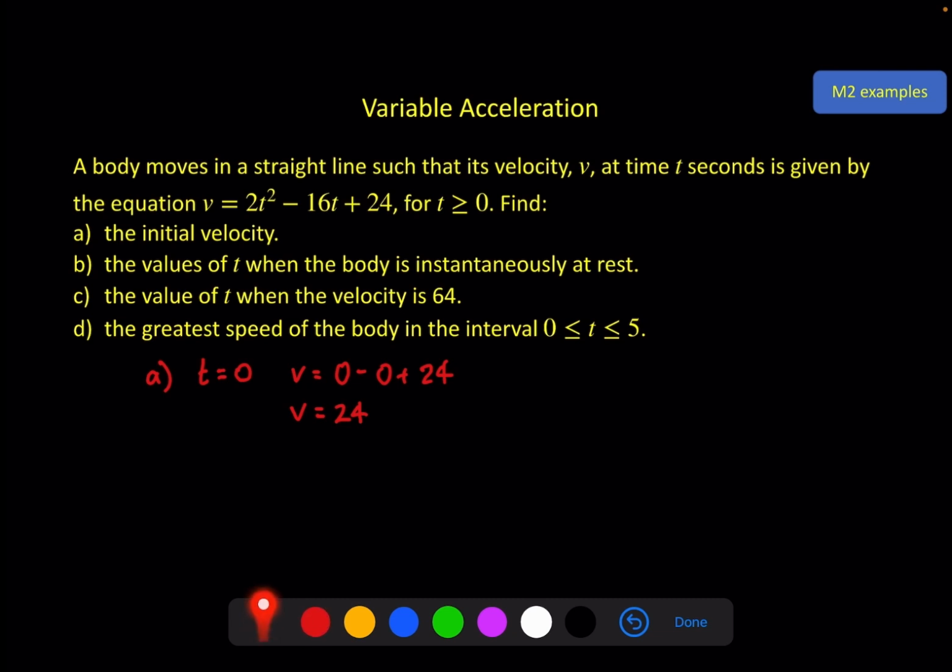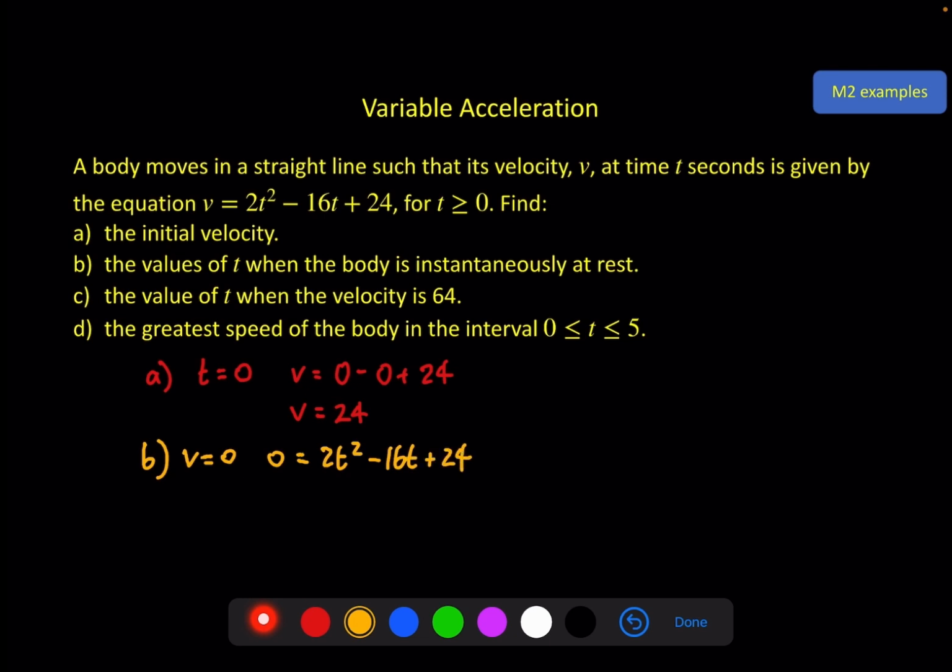Part B, find the values of t when the body is instantaneously at rest. That means when v is equal to 0, we need to find t. Again, fairly straightforward. We just put that into our equation and solve it. In this case, we're going to need to solve a quadratic.